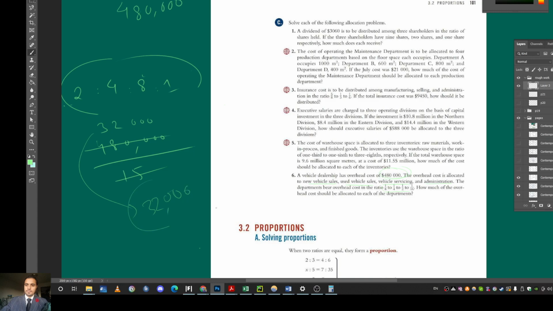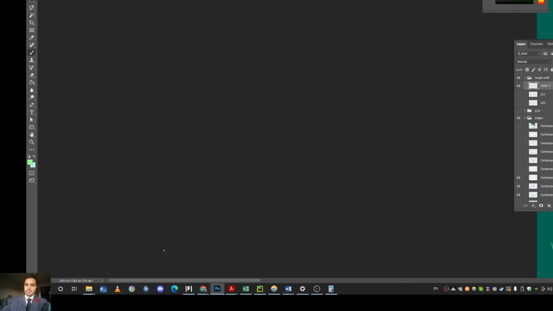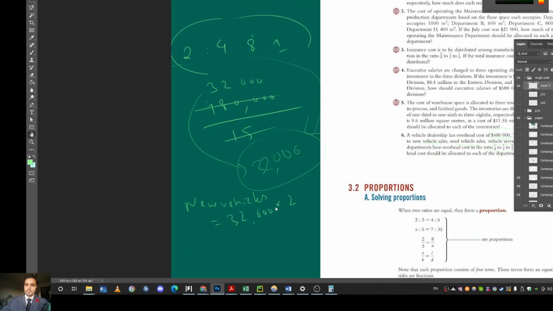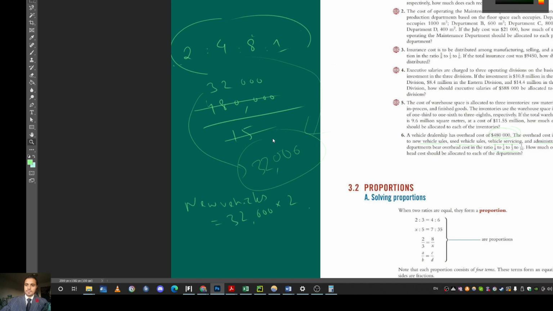So then for all of them, the first, we will multiply this with 2. Then that would be for the new vehicles. 32,000 multiplied by 2 is 64,000. Computer is stopped again. Anyway, so for new vehicles, we'll multiply 32,000 by 2. For used vehicles, we'll multiply 32,000 with 4. For the vehicle service, we'll multiply 32,000 with 8. And for administration, we'll multiply it with 1. Okay, and that's how the allocation will go.